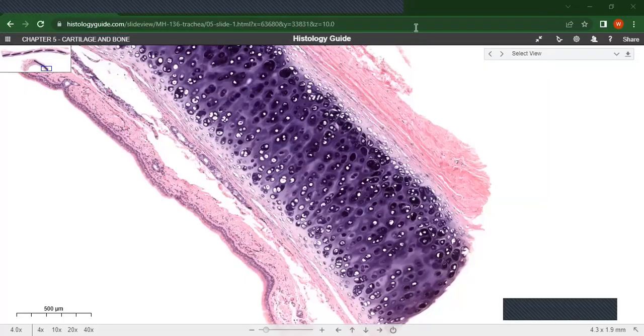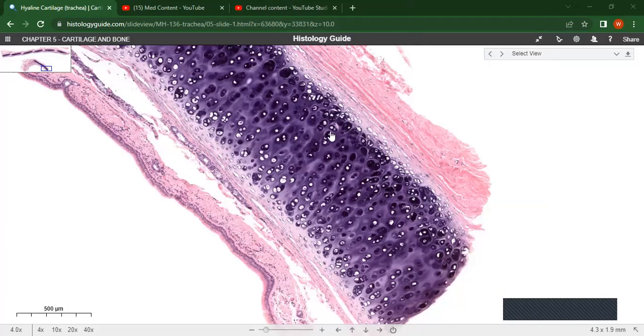Welcome. Today we are going to look at the histological organization of the connective tissue. Specifically, we are going to look at cartilage, specifically the hyaline cartilage. This will be a very short session.